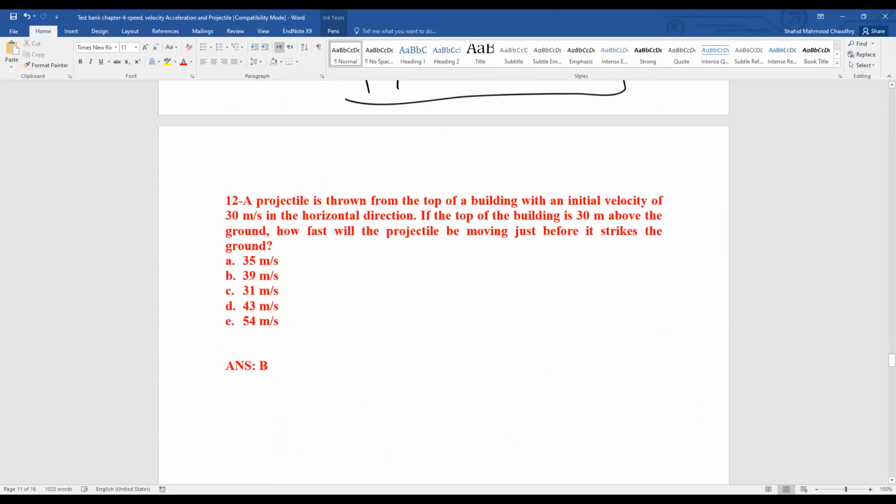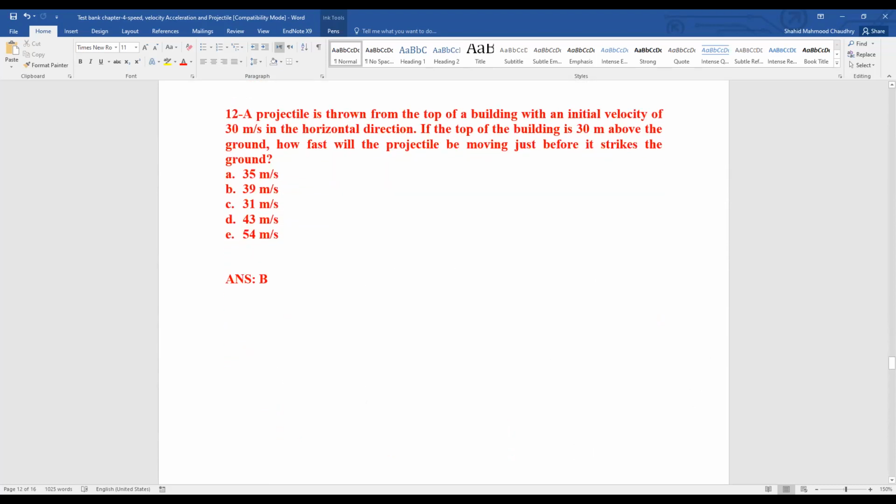Okay, after this, again see this problem. A projectile is thrown from the top of a building with an initial velocity of 30 meter per second in horizontal direction. So here the direction is horizontal. This is the top of the building. It is projecting in horizontal direction, it is not going like this one. So it is in this direction. It means this is your Vix or Vf of x because it remains constant. So this is 30 meter per second.